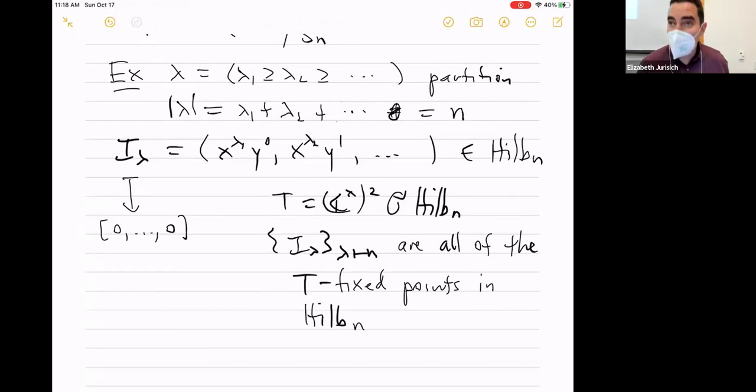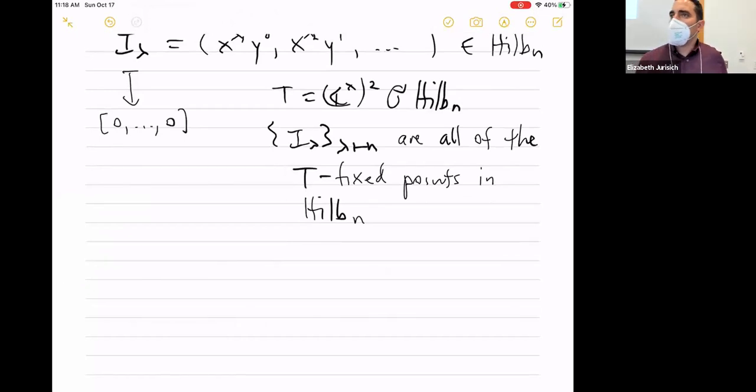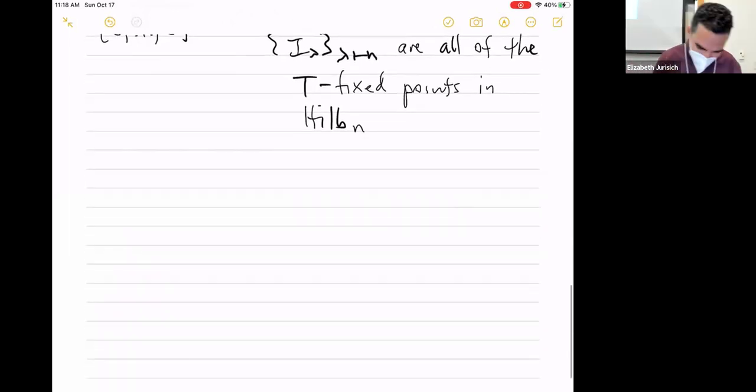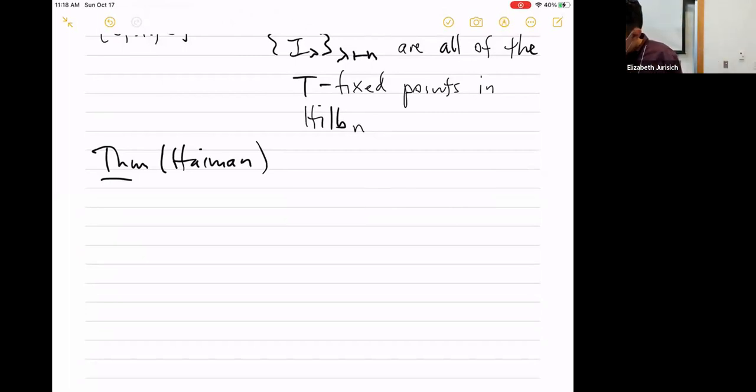So the Hilbert scheme is smooth, and you can use methods like localization to study its K-theory and cohomology. And so these are particularly important elements, these T fixed points here. So, okay, here's Haiman's insight into the subject, into Macdonald theory. So back to Macdonald theory, Mark Haiman, around 2000, I believe, late 90s for sure.